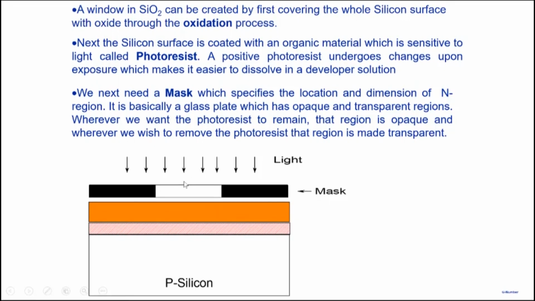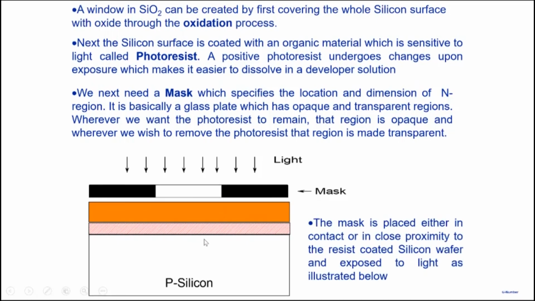So you expose it to light. Light will not be able to go through opaque regions here. Light will go through this region here, and in this region the photoresist property will be altered here. While in this region, the photoresist will stay as it is here, because we are talking about a light sensitive material here. So the property of the photoresist is altered through this particular process. This whole process is called photolithography.